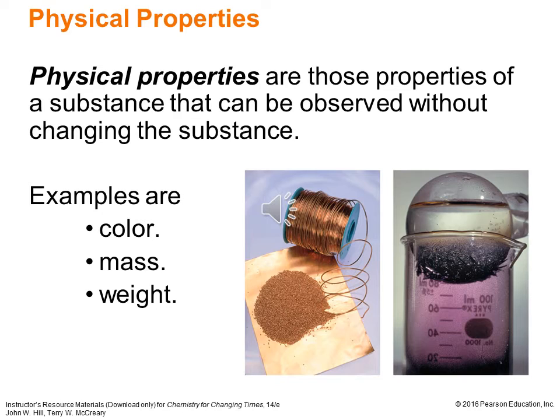So mass and weight are both examples, along with color, of what we call physical properties, properties of a substance that can be observed without changing the substance. So we're not undergoing any chemical change. We're just looking at the substance, its color, its mass, its weight, for example. These are things that would be called physical properties. Density would be another one. A certain substance has a fixed density, whether you have just a little of it or a whole bunch of it. If it's just that one substance, it has that characteristic density.